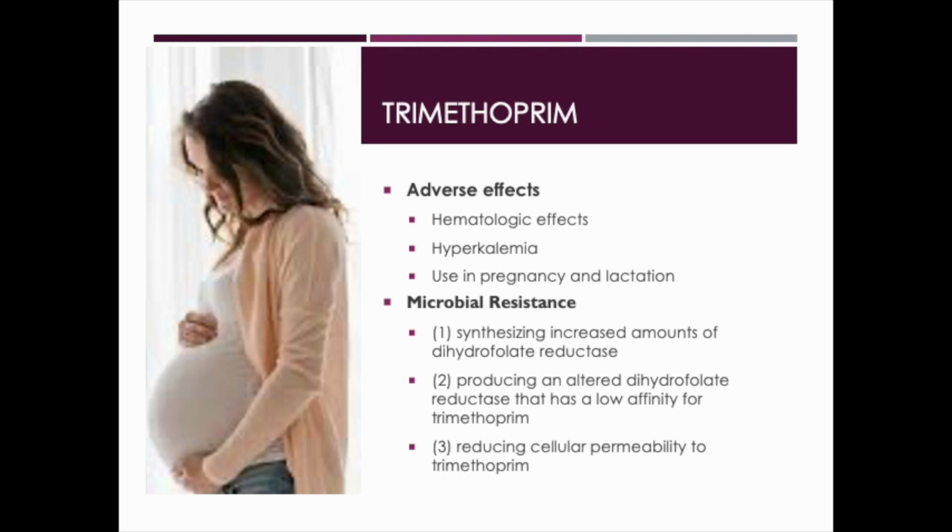In terms of microbial resistance, bacteria can acquire resistance to trimethoprim in 3 different ways: by synthesizing increased amounts of the dihydrofolate reductase, by producing an altered dihydrofolate reductase that has a lower affinity for trimethoprim, and also by reducing the cellular permeability to trimethoprim. And resistance here in the US is actually pretty uncommon, but the resistance results from spontaneous mutation and also from the transfer of the R factors.